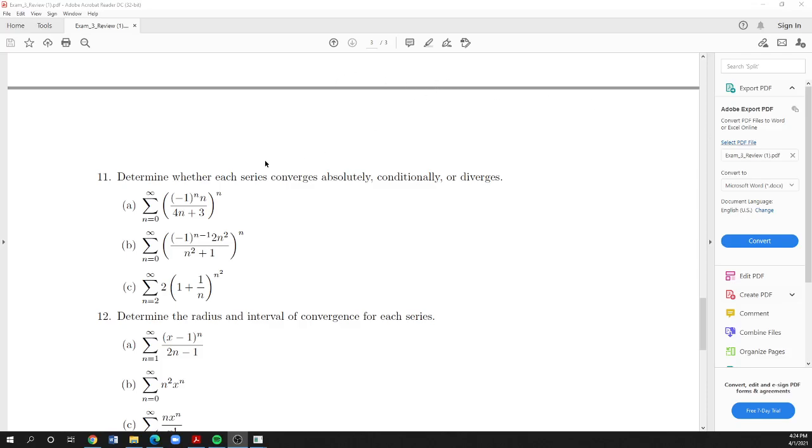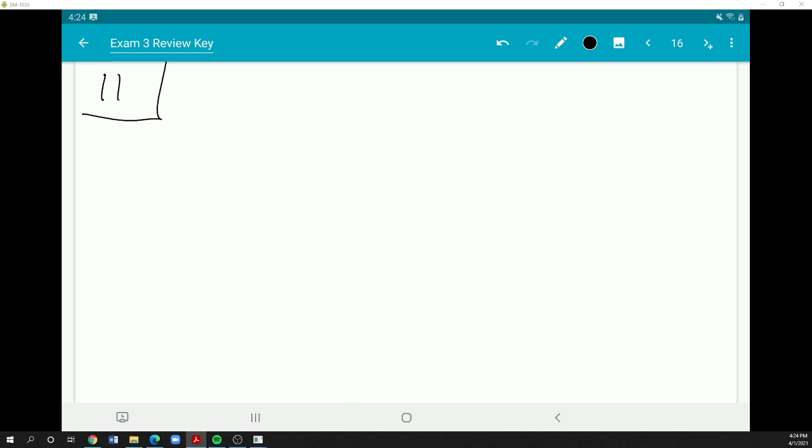Moving on to number 11. So again, we want to see, does the series converge? Does it converge absolutely, conditionally, or does it diverge? So let's go ahead and play with that.